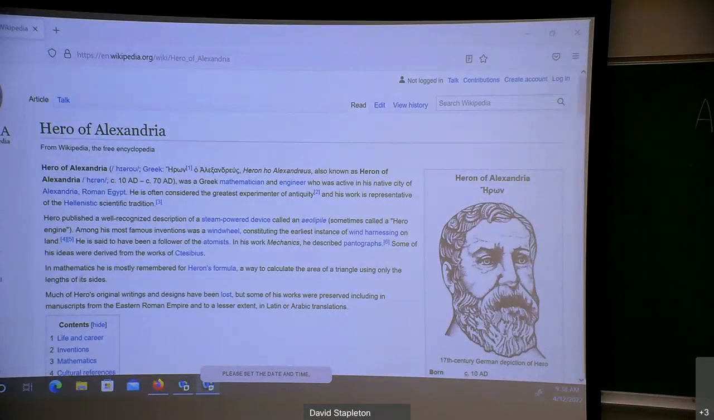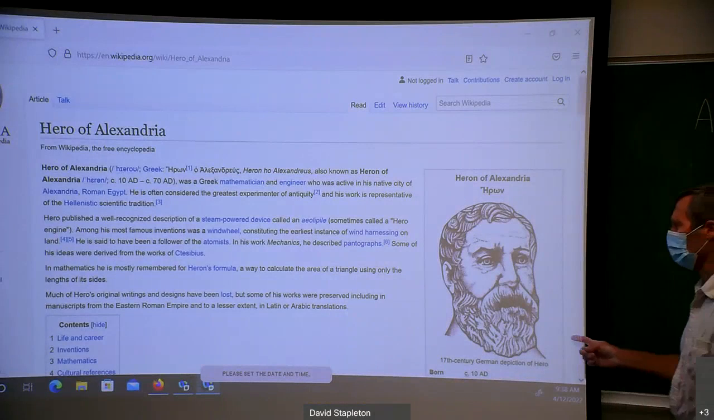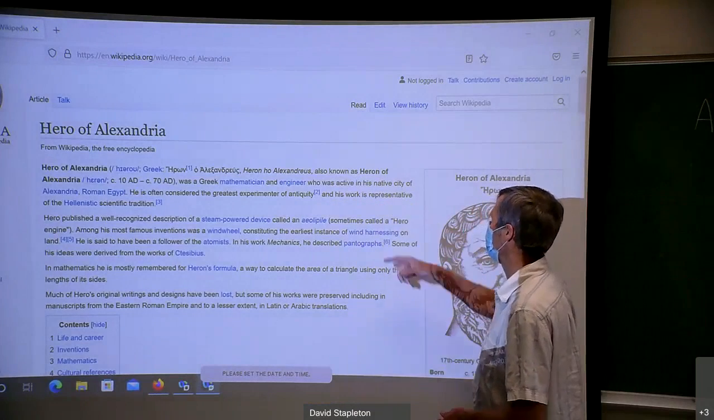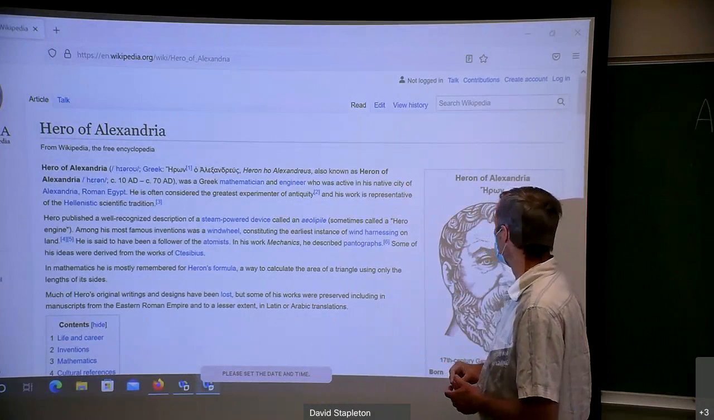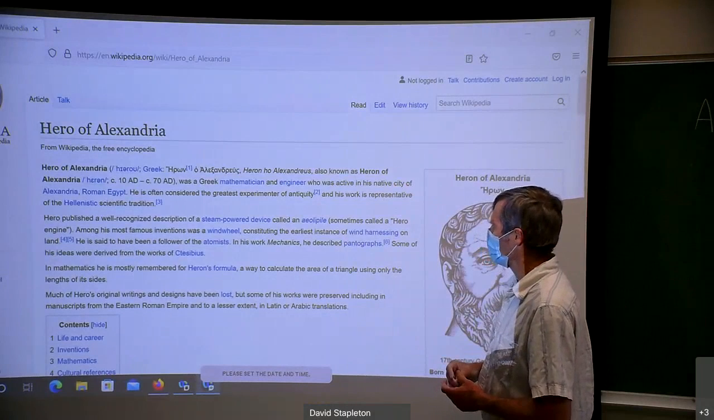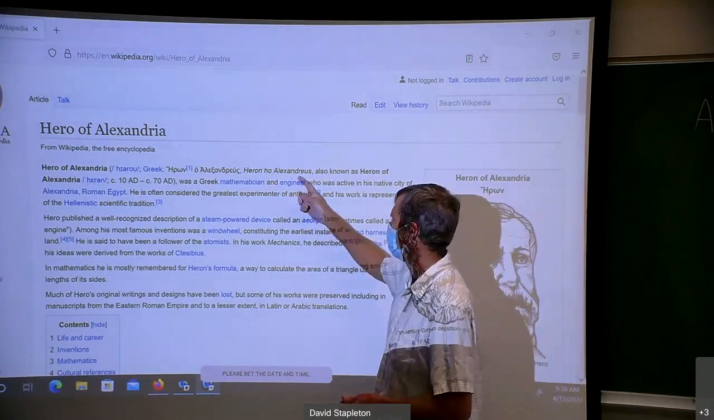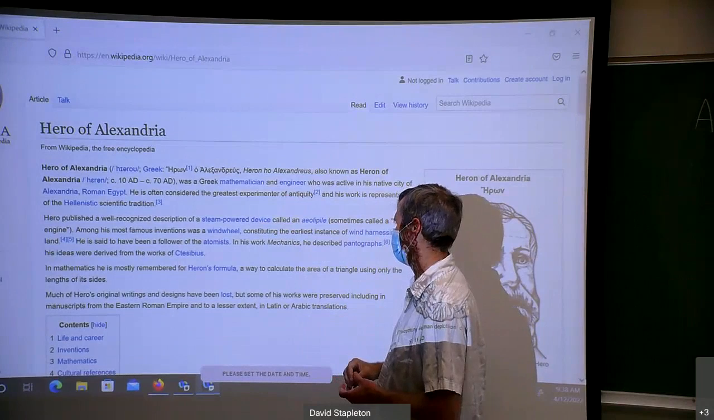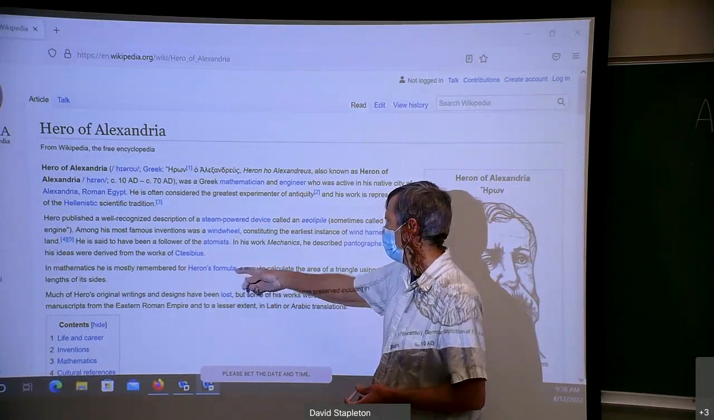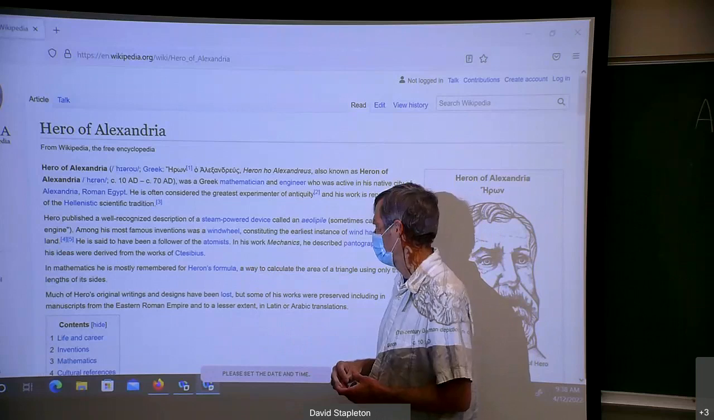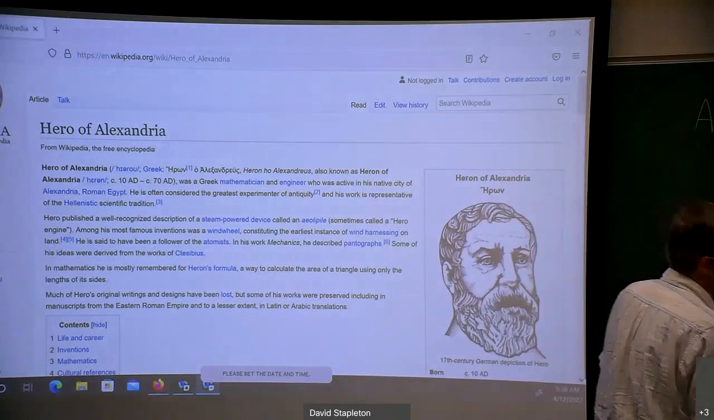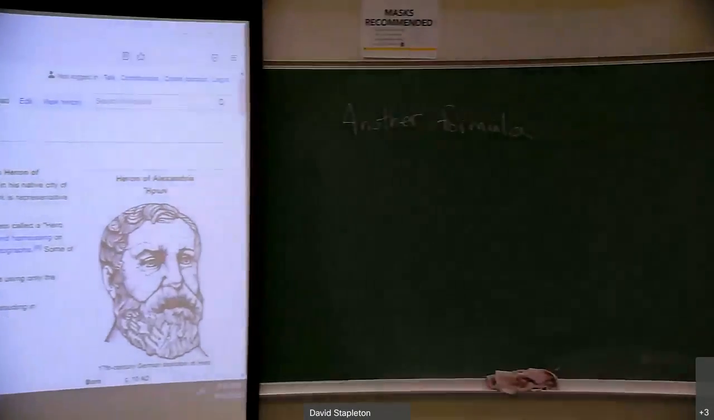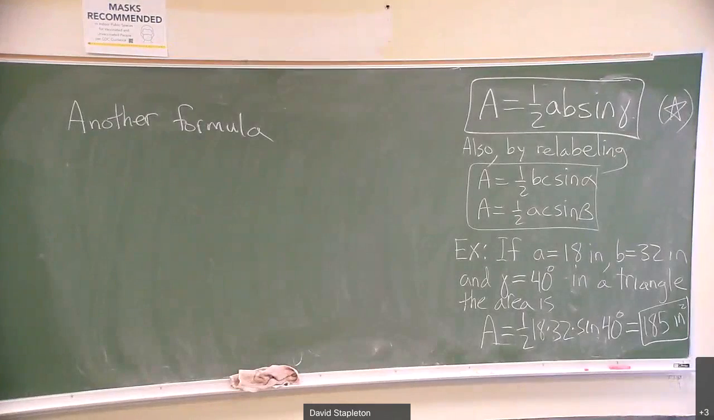This is some artist's rendition of Heron, a famous ancient Greek. You can look this up, also called Hero of Alexandria, Heron of Alexandria. He did all sorts of things. He's a famous mathematician and engineer. He built a steam-powered device. How about that? Long before we came up with steam-powered engines. He's remembered mostly for Heron's formula that we're now going to write. It's another way to find the area of a triangle when you're given side data. So you can look that up on Wikipedia and find out about him.